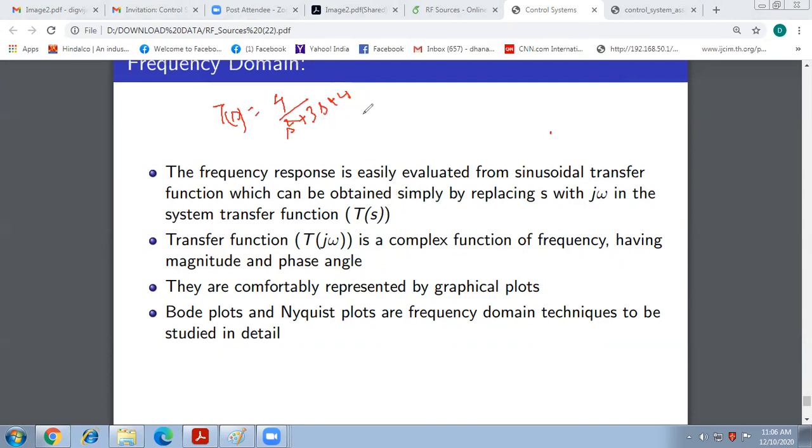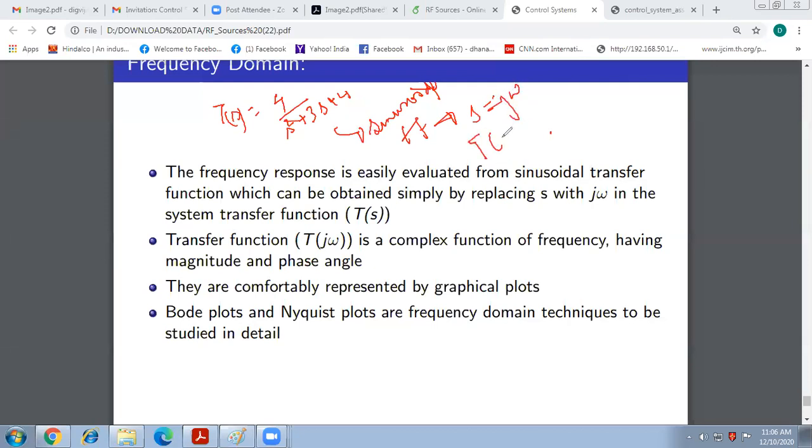Now, when it comes to frequency response, the input applied is always a sinusoidal signal. In frequency response, I obtain the magnitude and phase of the output for different values of input frequency omega. So what we do is first convert this transfer function into a sinusoidal transfer function. How do we do this? Simply by replacing s by j omega in the given transfer function.